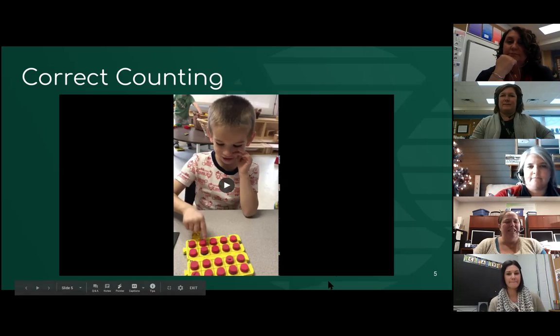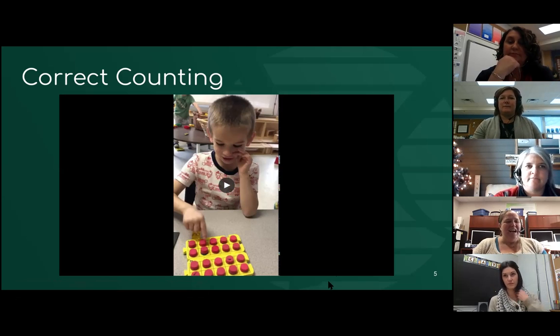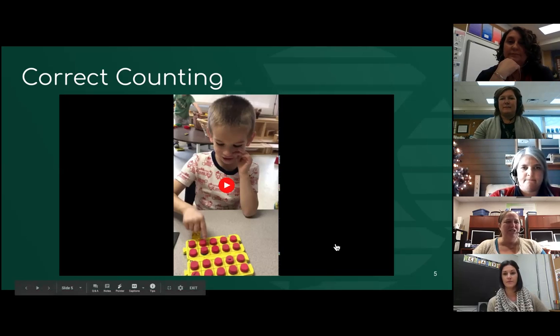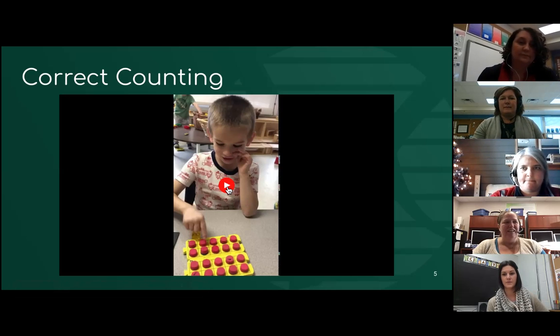But I thought we might take a look at this little video of this young gentleman who's doing some counting, and I labeled it here already: correct counting. So I just thought we'd take a look at him counting this set of 20. And I just realized that I think I didn't share the computer sound, so I want to make sure I do that first. Okay, here we go.